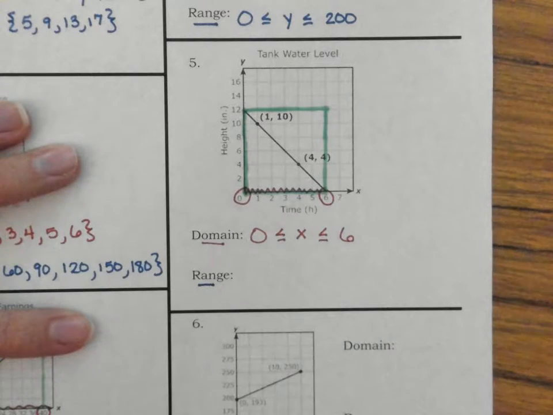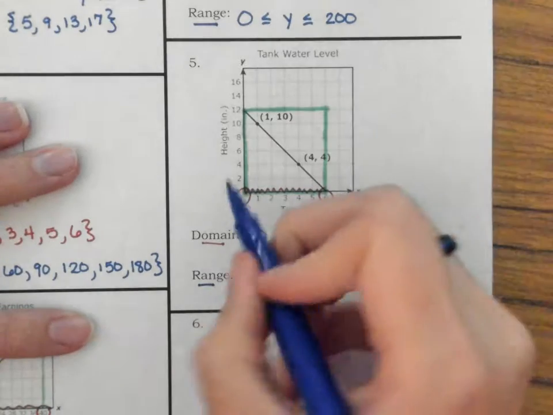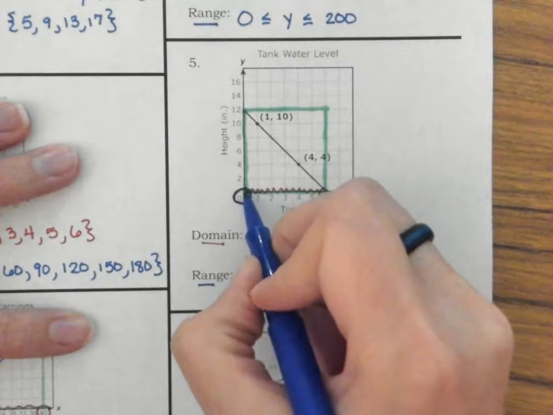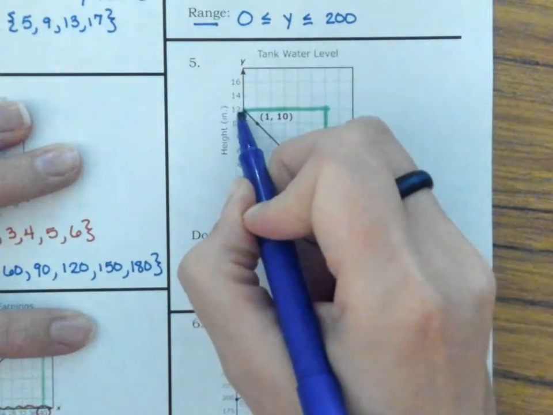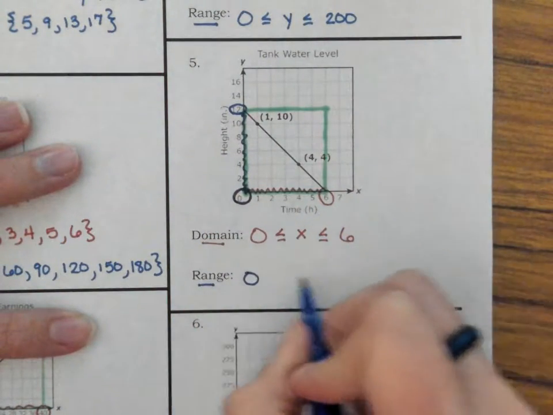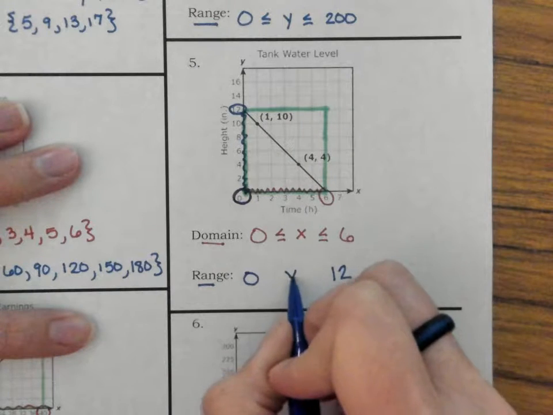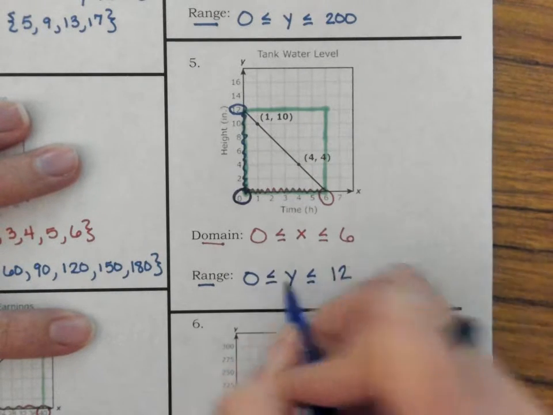Now let's look at the range. My range goes from 0 all the way up to where my highlighter ends, which is 12. And we always want to put them in order from smallest to largest.